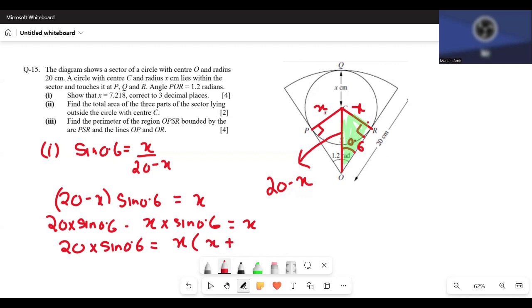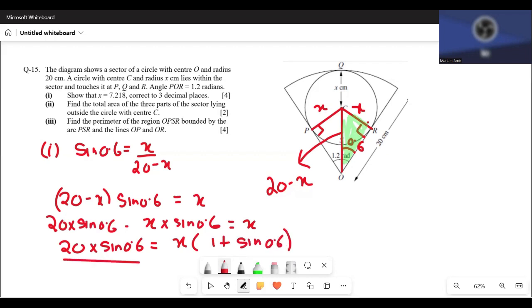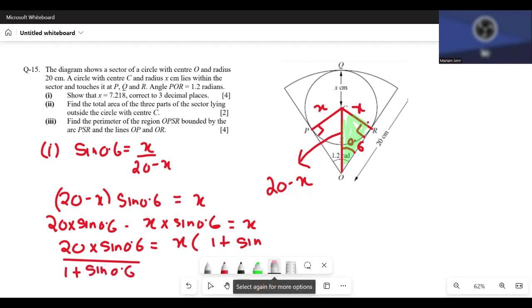So 20 times sine 0.6 equals x times (1 plus sine 0.6); I'm moving the x term to the other side and taking x common. Then we divide by 1 plus sine 0.6, and let's see what we get. Make sure that the calculator is in radians. 20 times sine 0.6 upon 1 plus sine 0.6. I've kept it as sine 0.6 till the very end just to avoid premature rounding.